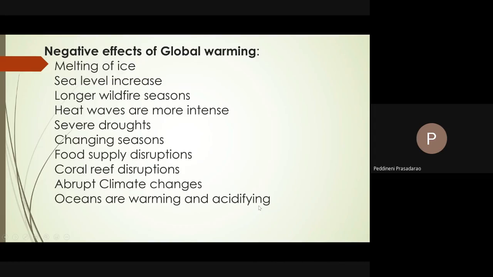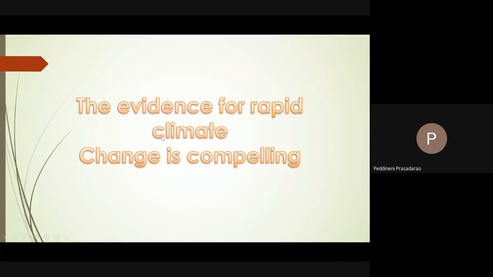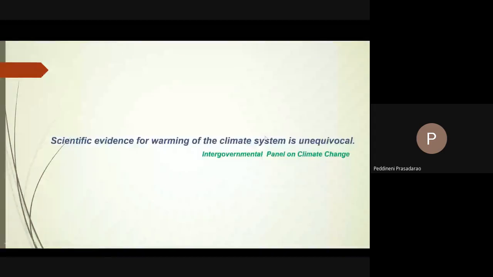There are many things, but I have tried to provide some very important information. Let us see what the evidence is of this rapid climate change. Climate change is taking place, and the evidence we see today confirms that it is rapid. Global warming is taking place, and as a result rapid climate changes are occurring.